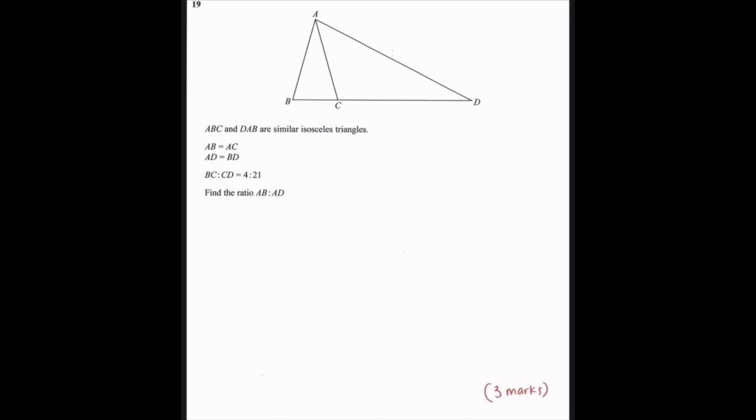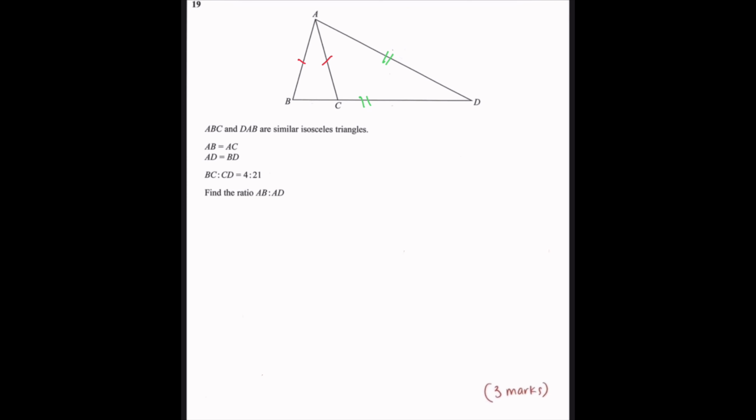Let's have a look at question 19 now then. Okay, we've got two similar isosceles triangles, ABC and DAB. So apparently these two are similar, this and this whole thing. Okay, AB equals AC. So let's make a note, these two are the same length. This is an isosceles triangle. And then AD equals BD. So I'm making note of that as well. This length and this length are the same.